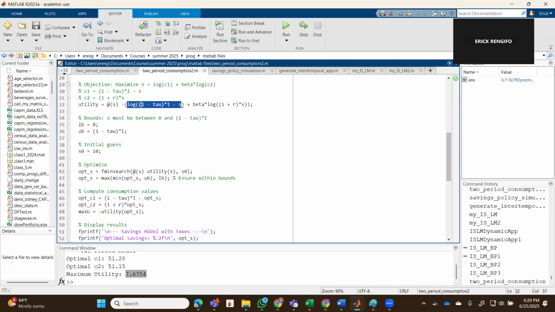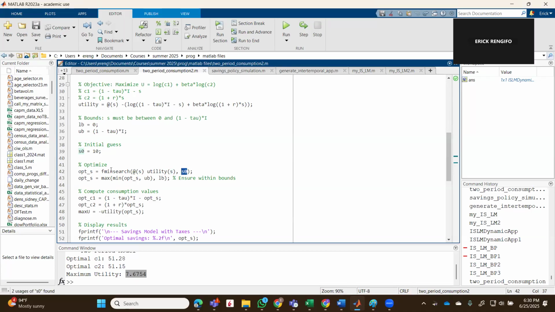Do you see this part here? 1 minus tau times I minus S. This is your C0, right? What I have done is I have replaced the restrictions in my objective function, technically making my restrictions disappear. When I have an unbounded, unrestricted equation, guys, the command to use is fminsearch. Okay, once I do my fminsearch, I'm telling it that my variable is S, and I give you my starting point.